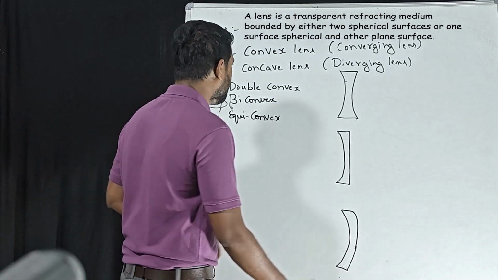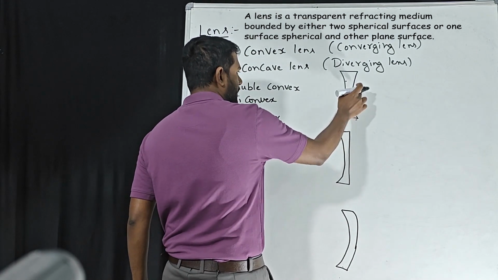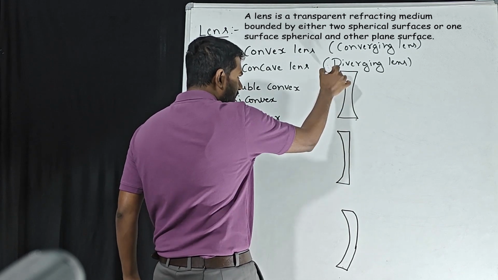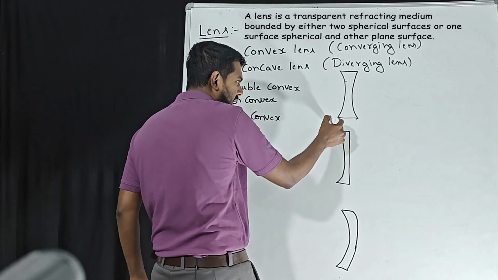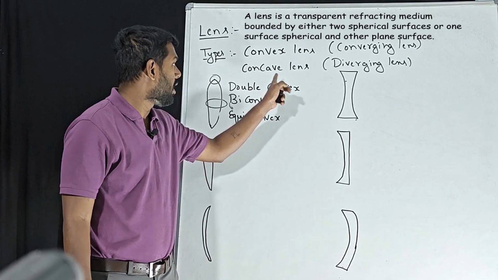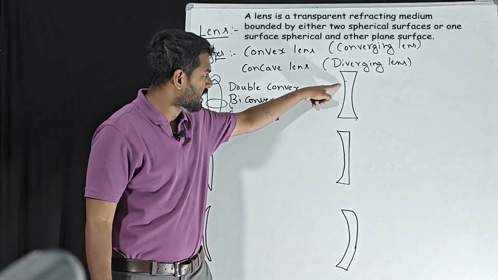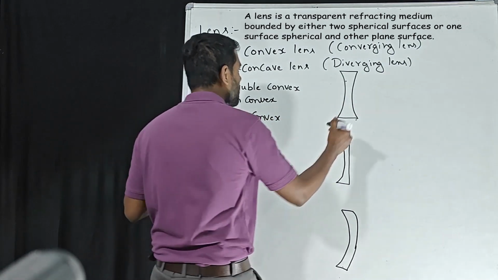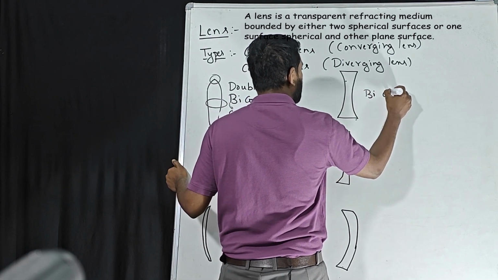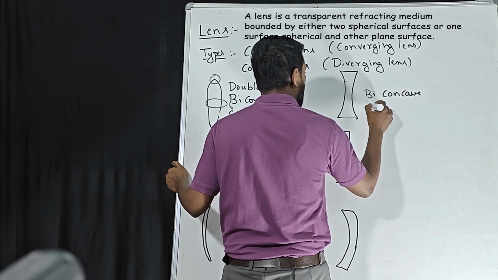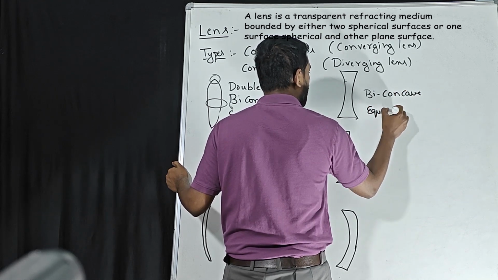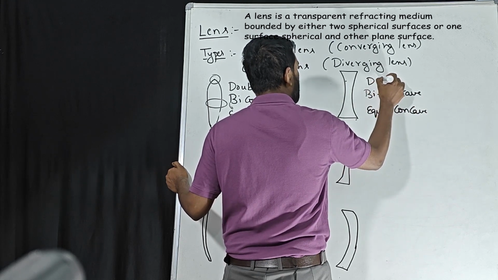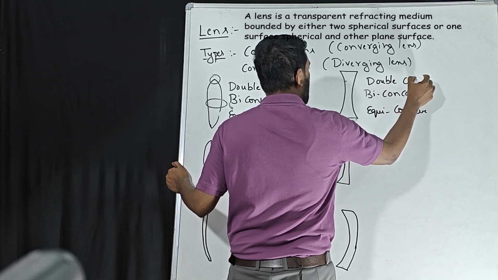In the same way, here there is no bulging, correct? The spherical surface is going inward. That is the nature of a concave lens. Both the sides are inward, so that is why it is called biconcave, or equiconcave, or double concave.